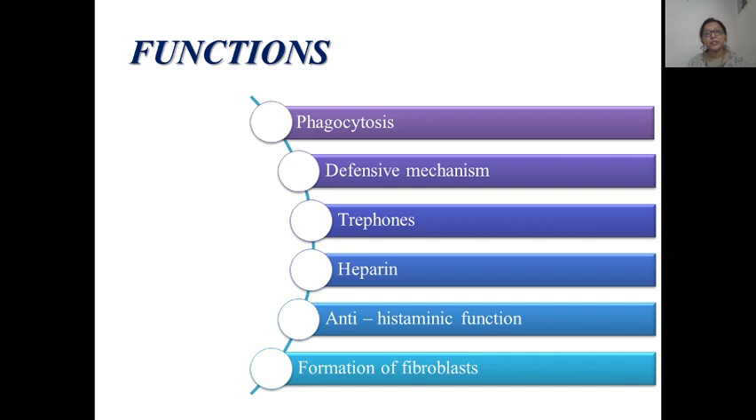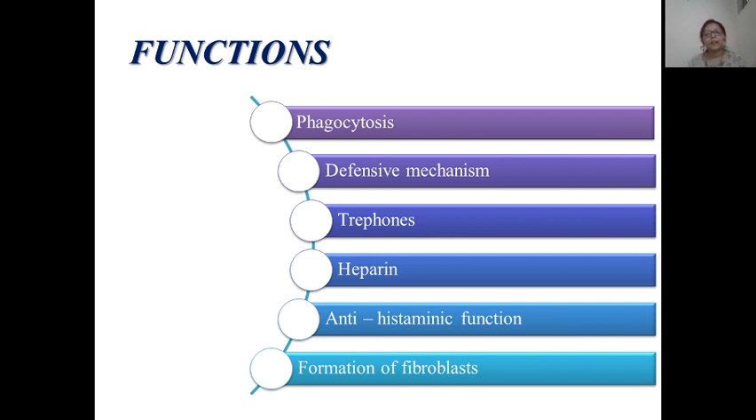Now, the various functions of the WBC. It has a property of phagocytosis, that is, it engulfs the foreign bodies that enter the tissue, and then digests them. It has a defensive mechanism. It secretes various lymphocytes that help in various defensive mechanisms. It also secretes trephones, which help in the growth and repair of tissues.